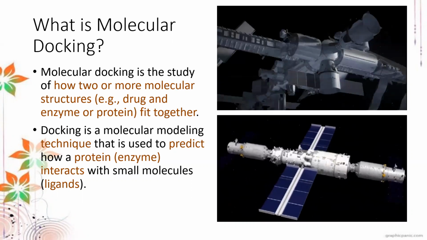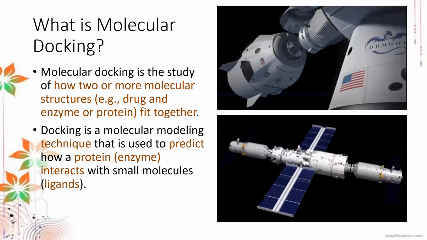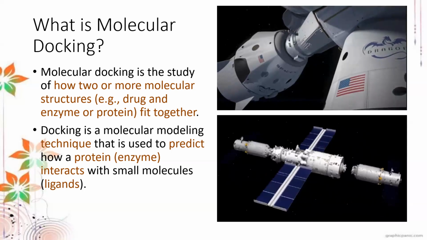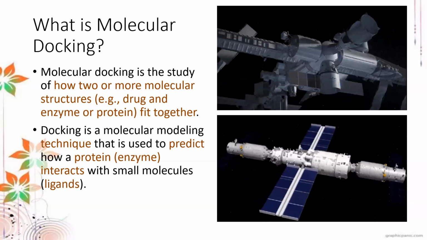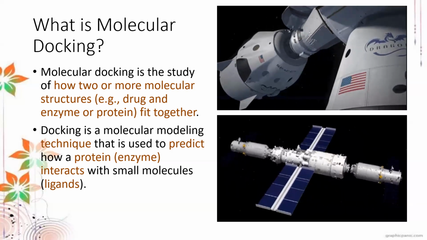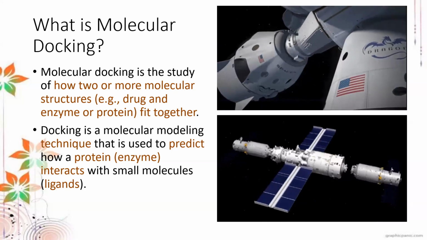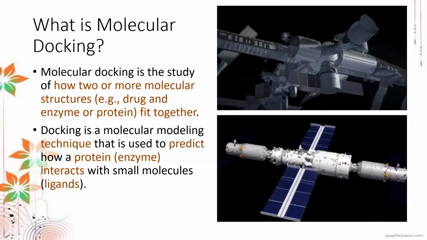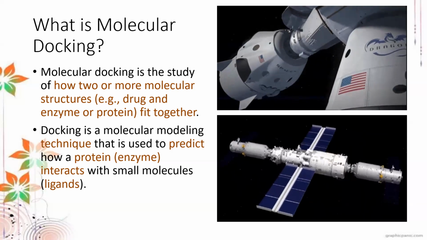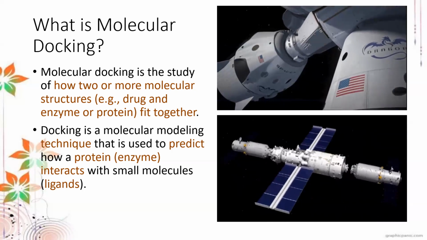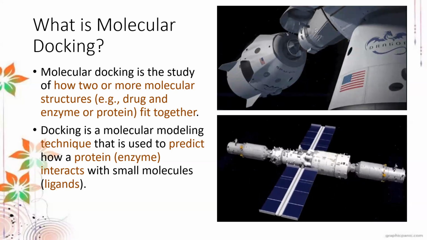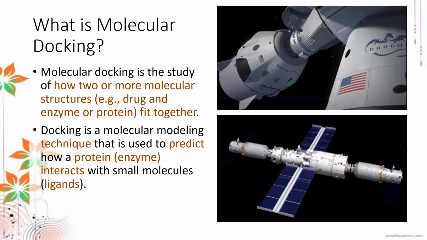You dock something to a larger object, or even two objects of similar sizes. You dock them and you look at their interactions. Basically, molecular docking is the study of how two or more molecular structures, usually a smaller molecule, the drug, which we call the ligand, and the receptor, which is a protein, it can also be an enzyme, fit together, and we look at whether they fit together.